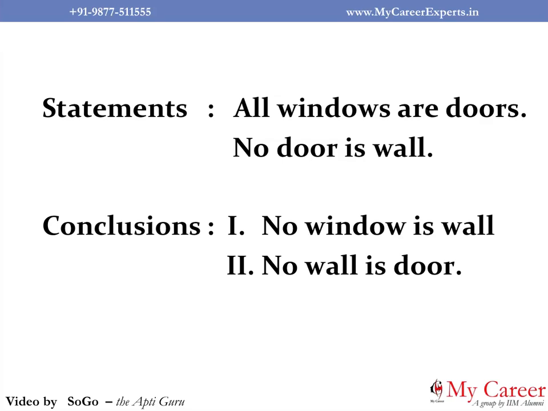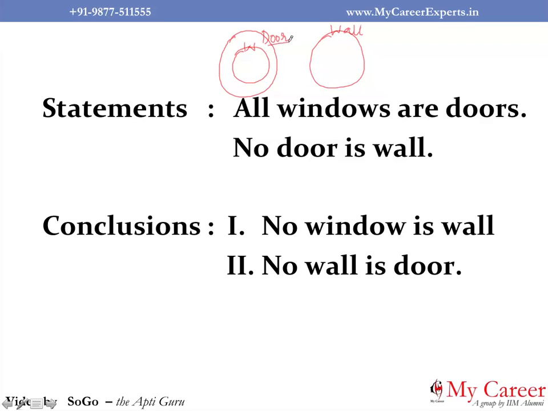Now here we see all windows are doors. So what does it mean? All windows are doors. So this will be your window, this will be your door. Then we say no door is a wall. So door and wall are different things. So this is a wall.